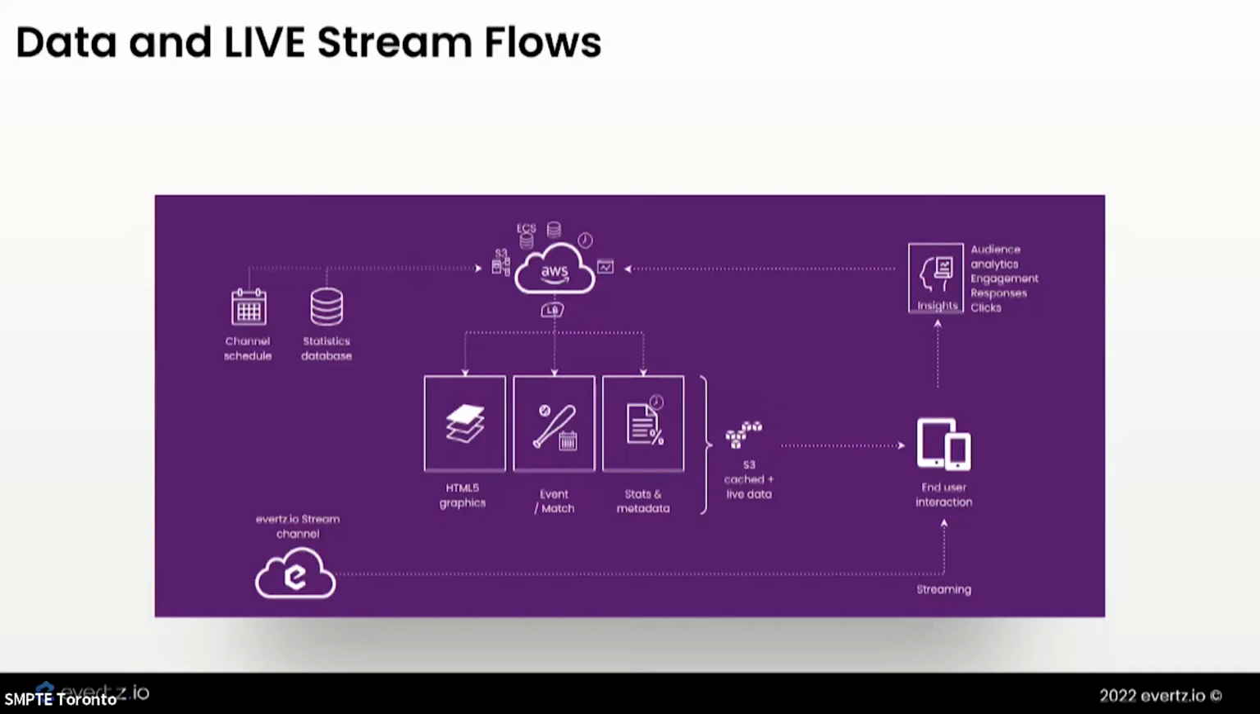Then you've got your statistical database that all gets pushed to the cloud. And then there's HTML5 graphics. There's things about the event and the stats and the metadata. That gets pushed from S3 and using a CDN to your connected device where the graphics get actually rendered. And then the insights go back to the cloud and then can feed back into your data store as well.